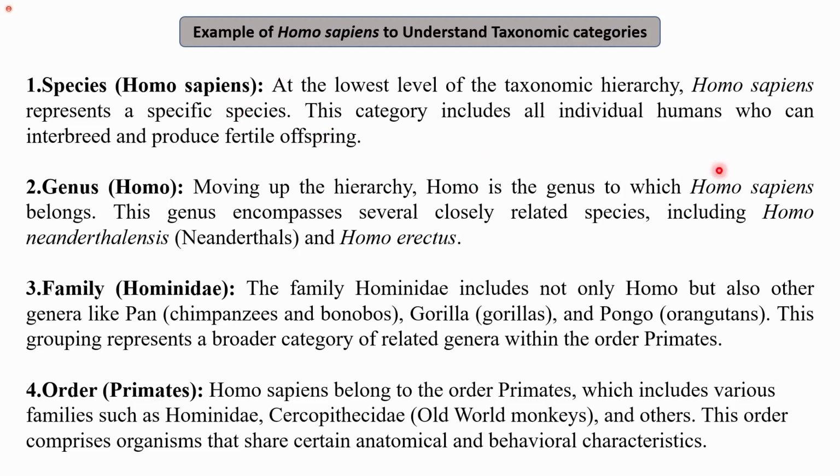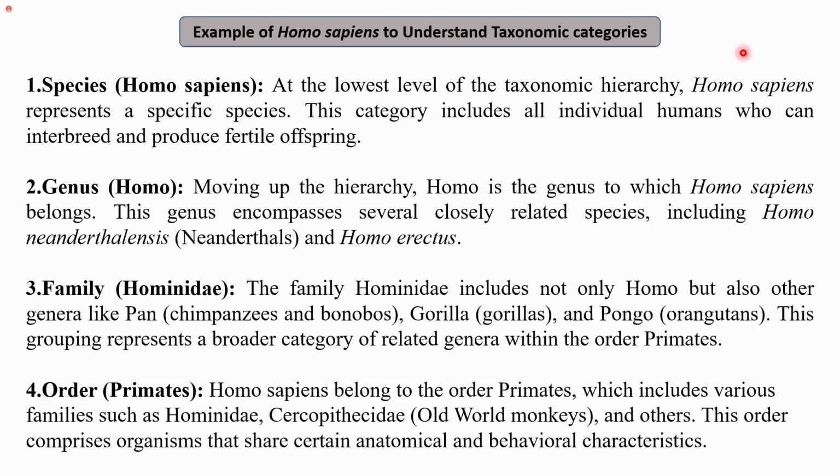This category includes all individual humans who can interbreed and produce fertile offspring. At the species level, we have used even the reproductive ability as a part of the classification, where the individuals of the same species can interbreed and produce fertile offspring. The genus is Homo. So moving up the hierarchy, Homo is the genus to which Homo sapiens belongs. Now the genus encompasses, besides Homo sapiens, other closely related species like Homo neanderthalensis, which are the Neanderthals, and Homo erectus.